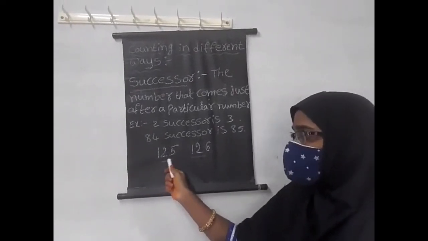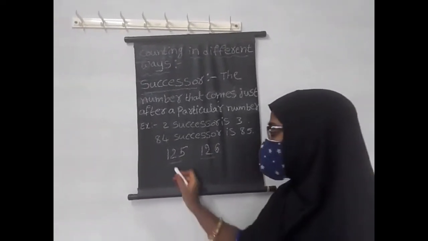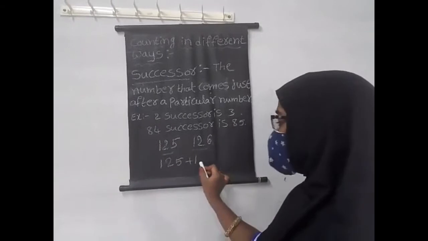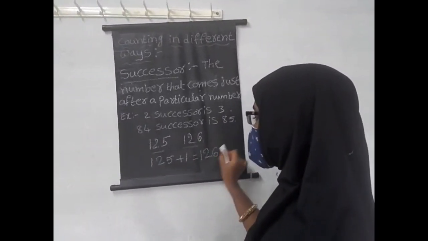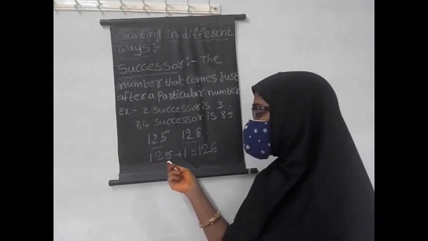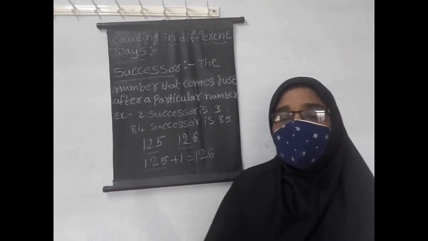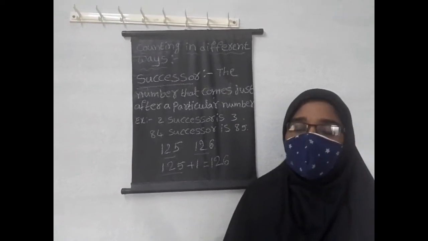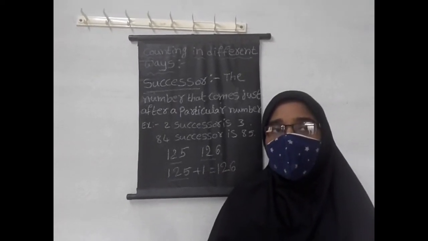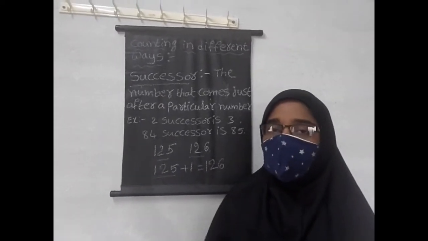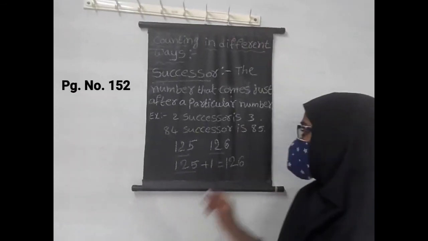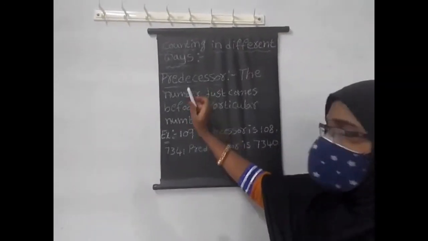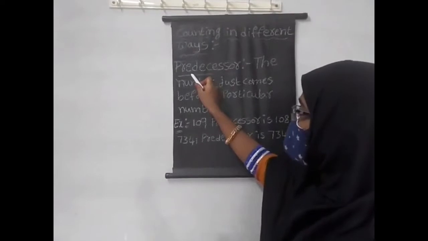Here we have observed a difference. The successor of 125 is more than it by 1. If you add 1 to 125, then the successor comes, that is 126. The successor of a number is more than that number by 1. The difference between the successor and that number is only 1. In your book, we have a definition and the examples. Just see in your book, page number 152.